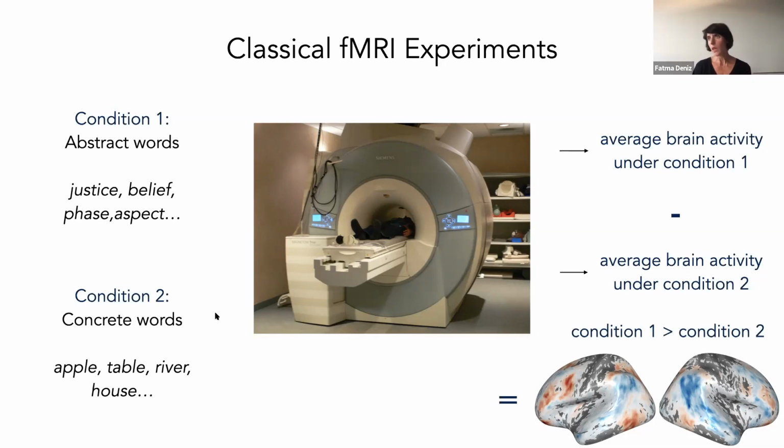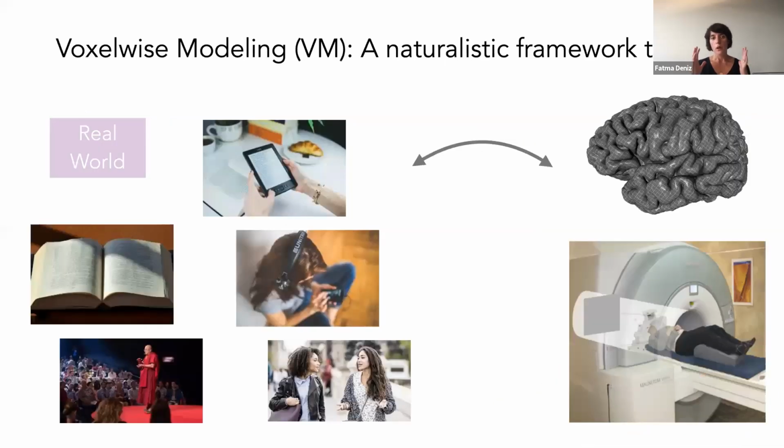But in general, in the VM approach, we try to study cognitive functions using a more naturalistic approach. What do I mean by that? Well, in the real world, when we listen to a talk, read a book, or talk to someone, everything is much more rich, right? The incoming information that we're processing is much richer, and we would like to know how the brain represents such complex and rich information, and not only one or two conditions that we design and test our experiments on.